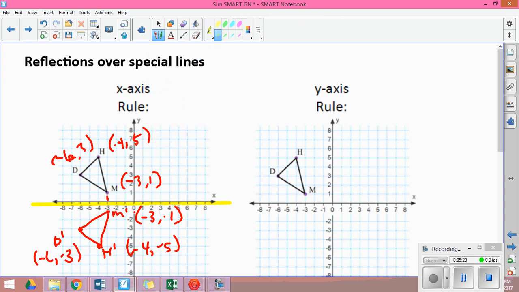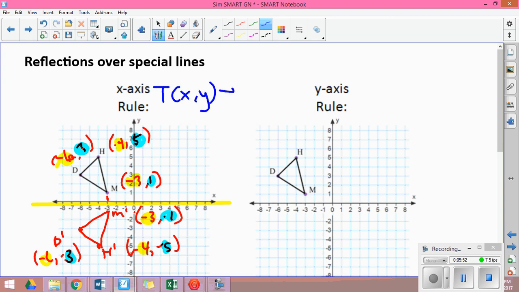And when you look at that, the only thing that's changing, your x coordinates are all exactly the same, but your y coordinates go from being positive to being negative when you reflect across that x-axis. So in general, we can write a rule that says this transformation of my x, y, my preimage, will become T prime, my new one, of: leave the x alone and do the opposite sign on the y. If they were negative, they become positive. If they're positive, they become negative.